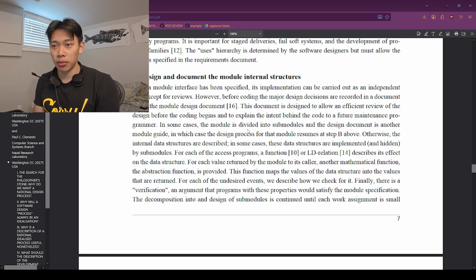E. Design and document the module internal structures. Once a module interface has been specified, its implementation can be carried out as an independent task, except for reviews. However, before coding, the major design decisions are recorded in a document called the module design document. This document is designed to allow an efficient review of the design before coding begins and to explain the intent behind the code to a future maintenance programmer. In some cases, the module is divided into submodules and the design document is otherwise.